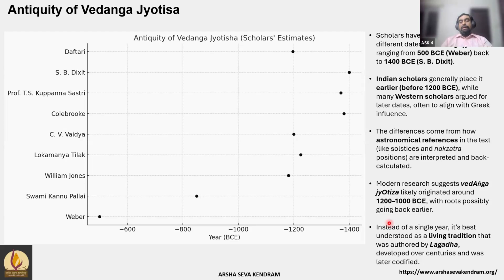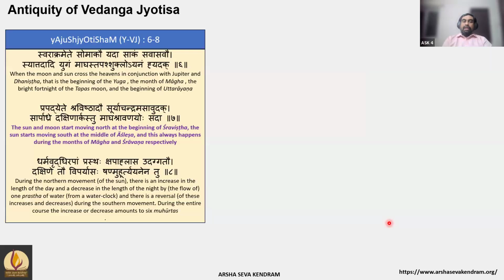It was originally authored by a person called Lagada. Lagada probably compiled the text, but then the text was continuously updated by others as well. However, Lagada is correlated with the Vedanga Jyotisha. So it's a very brief history of Vedanga Jyotisha per se. And now let us look at some verses from the Vedanga Jyotisha.